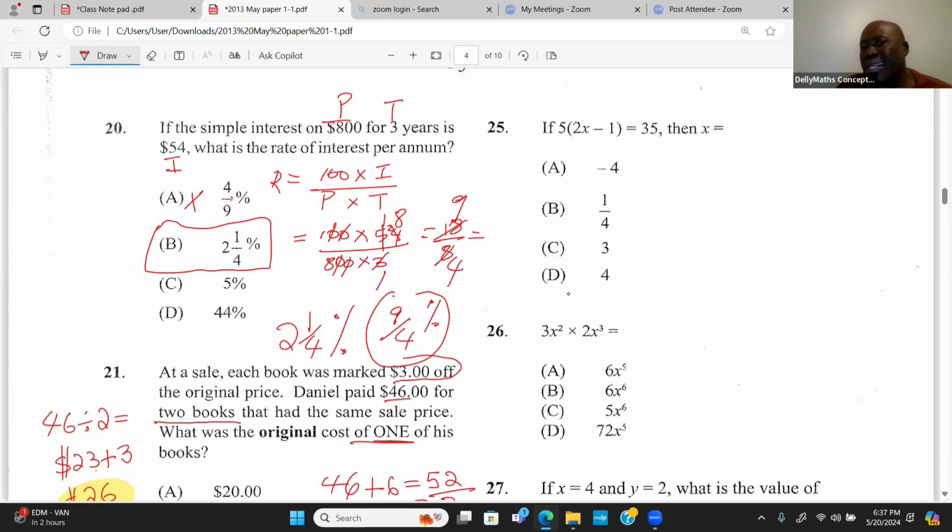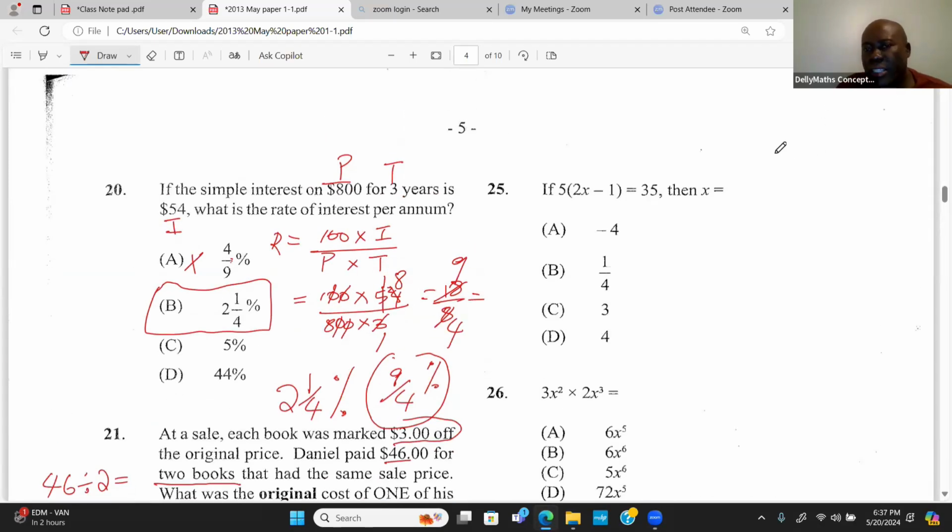We were given this, so we want to distribute. So we want to solve this. Well, you could solve it a number of ways. One of the ways you could do it is to distribute. So 5 times 2x is going to give me 10x. 5 times -1, that's -5. That's me removing the bracket. And this is equal to 35.